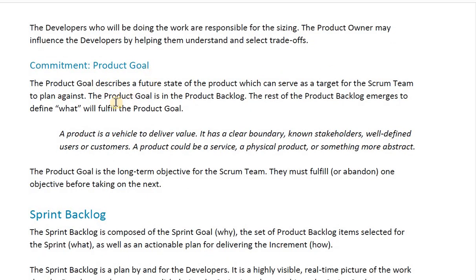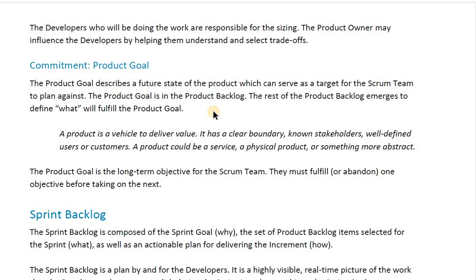Commitment: product goal. The product goal describes a future state of the product which can serve as a target for the Scrum team to plan against. The product goal is in the product backlog. So, where can the Scrum team find the product goal? The answer is in the product backlog. The rest of the product backlog emerges to define what will fulfill the product goal.